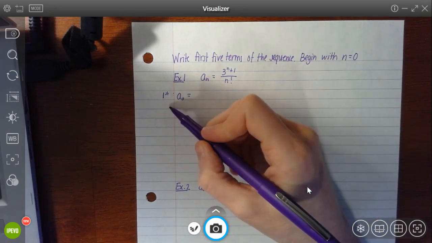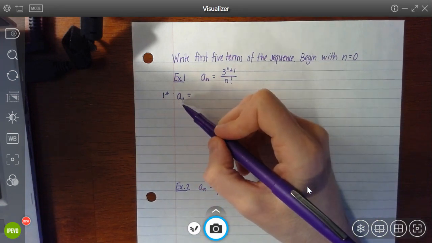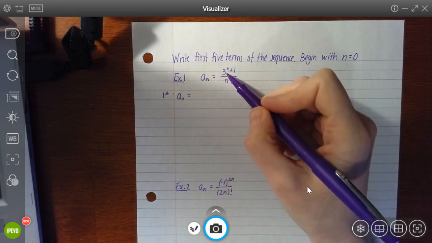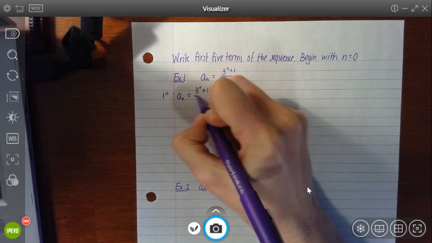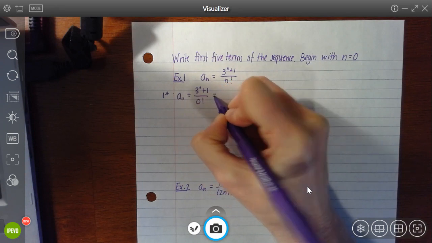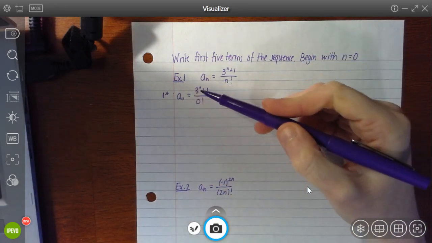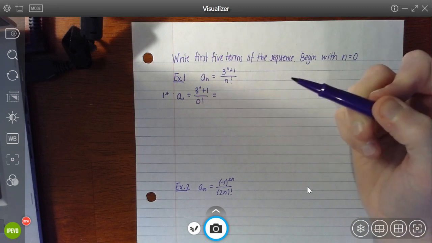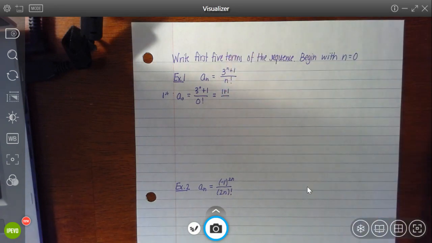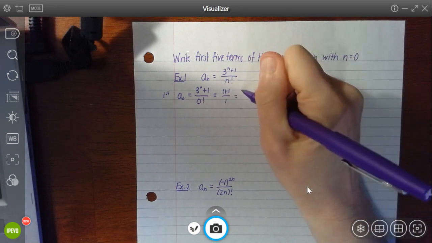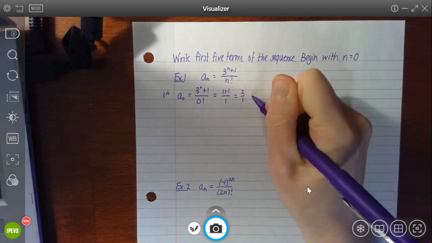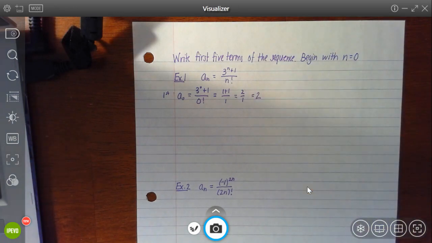So if I'm trying to find my first term and I'm letting n equal 0, I'm going to find a sub 0. I'm going to replace my n's with 0. So my numerator is going to become 3 to the 0 power plus 1, and my denominator is going to be 0 factorial. From your properties of exponents, you should remember that anything raised to the 0 power is 1. So we're going to get 1 plus 1 in our numerator. And 0 factorial is that special factorial where 0 factorial is equal to 1. So now we just have to simplify the numerator. 1 plus 1 is 2. Our denominator is still 1. And then 2 divided by 1 is just 2. So there's our first term.